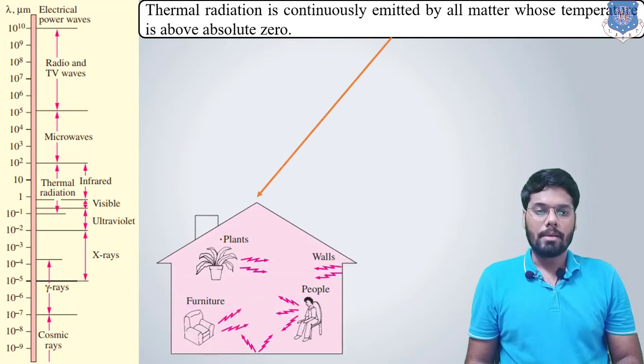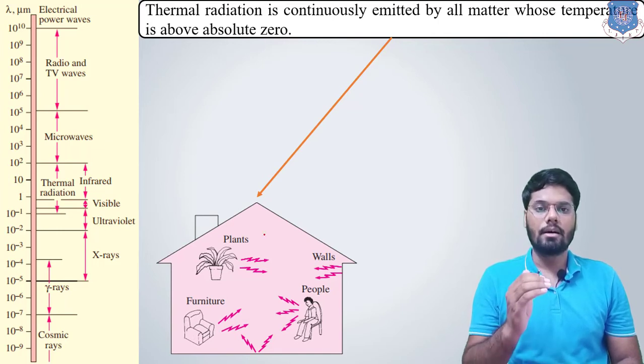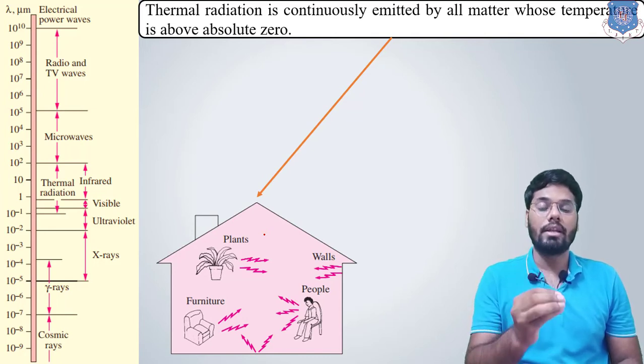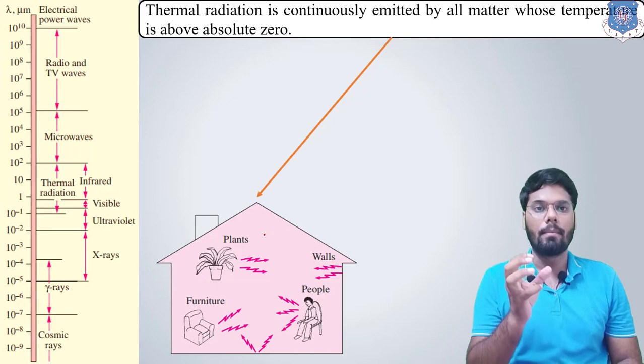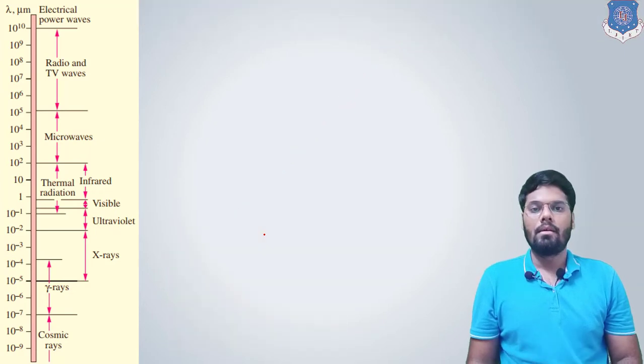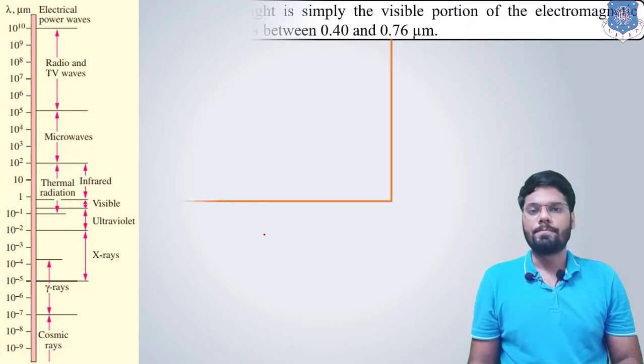Here we can see that the plants, the walls, the people, the furniture, all these things whose temperature is above absolute zero, are continuously emitting radiation. They are continuously emitting electromagnetic waves which possess some amount of energy, or some amount of photons, or we can say packets of photons.